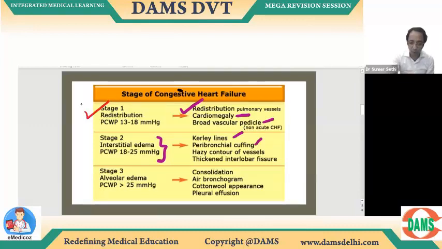You also see things like peribronchial cuffing, hazy contour of the vessels, and thickened interlobar fissure. Thickening of the interlobar fissure in heart failure is called a phantom tumor. And ultimately you will develop alveolar edema with consolidations, air bronchogram, and batwing appearance. The appearance will be more cottony, cotton woolly, and there will be pleural effusion. We always have a question on how to differentiate a cardiogenic edema from a non-cardiogenic edema on X-ray. Non-cardiac edema will not have pleural effusions, batwing distribution, or curly B lines. Non-cardiac edema would have diffuse opacification of the lung fields that you see in ARDS.